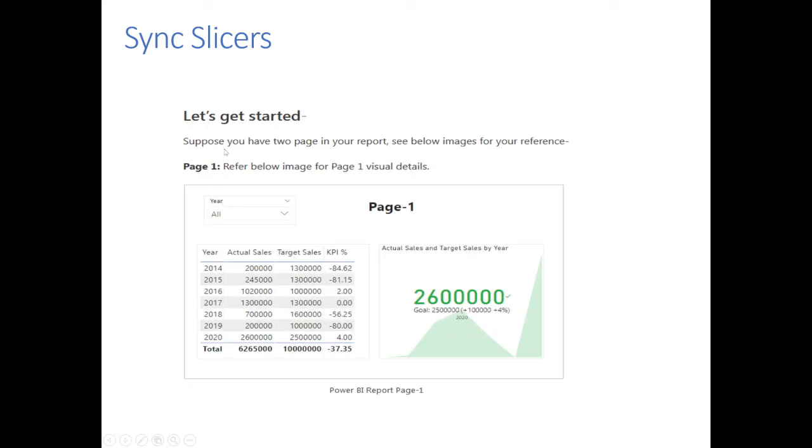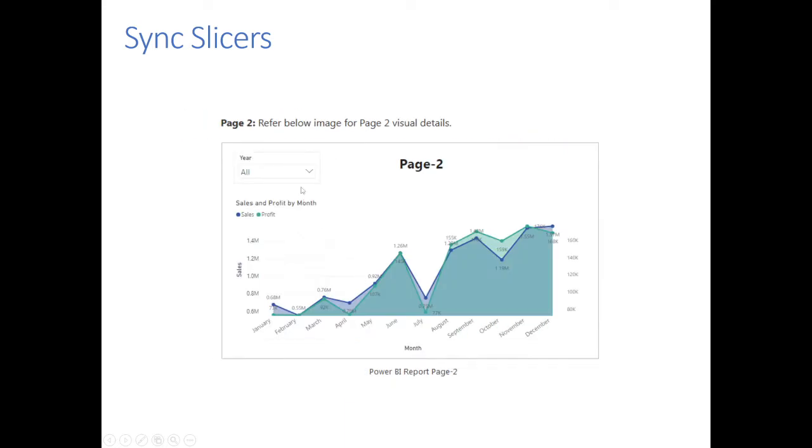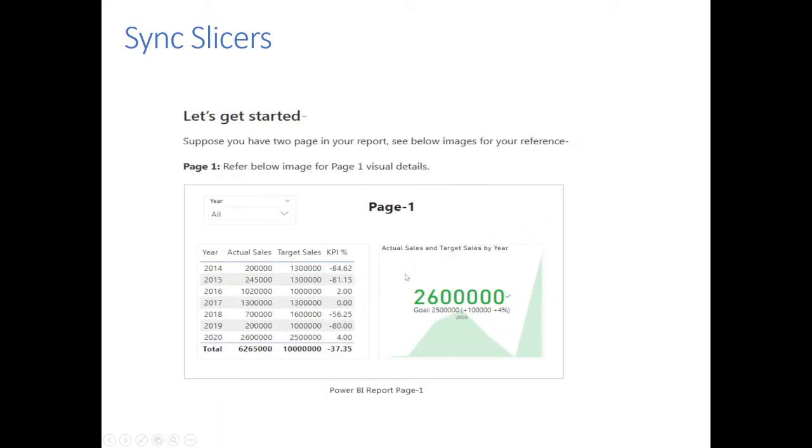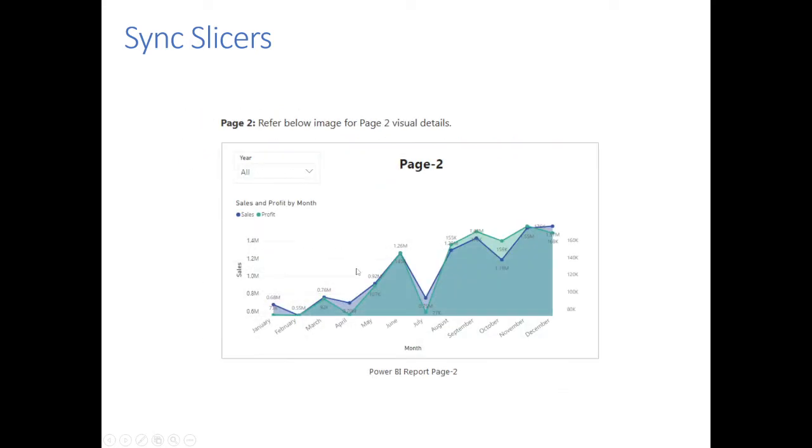So let's get started. Suppose you have 2 pages in your report. See the images below. So this is page 1. And then page 2. We have here a table where we have actual sales, target sales and KPI. And right here we have the sales and profit.